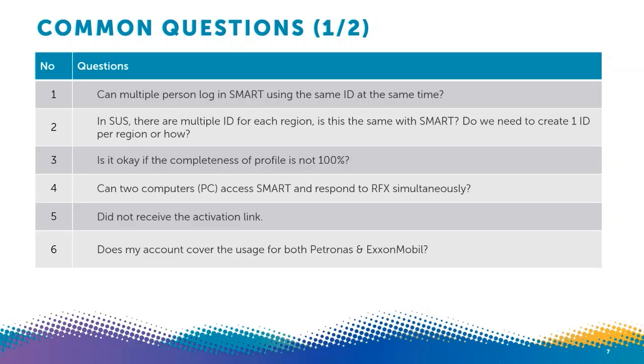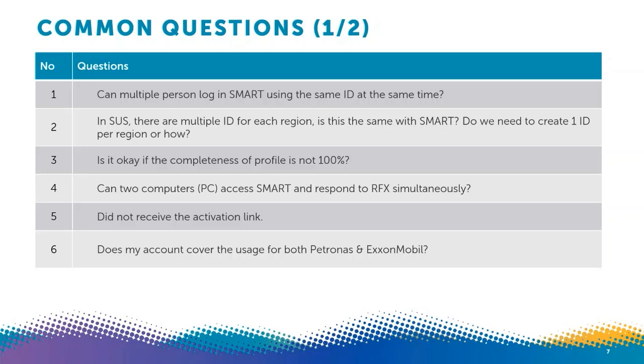If I compare SUS and Smart, in terms of the user ID it's a bit different. In SUS right now, if you have multiple branches, multiple addresses for the same company, you will have one user ID each. You cannot create any more user IDs based on that region. But in Smart, the user ID is created based on a person, based on the users that you have created. It doesn't really tie to any of your branches.